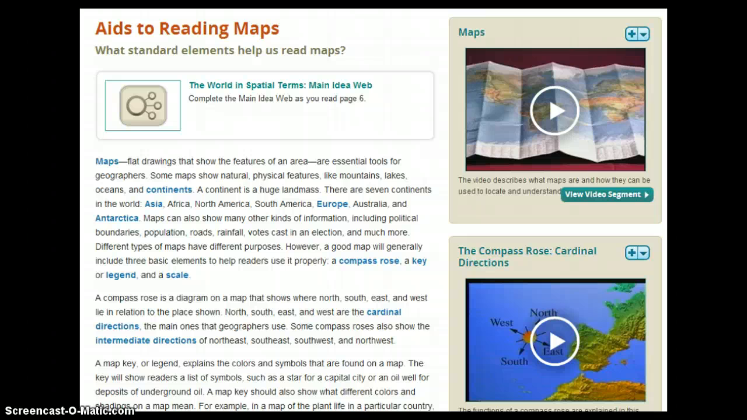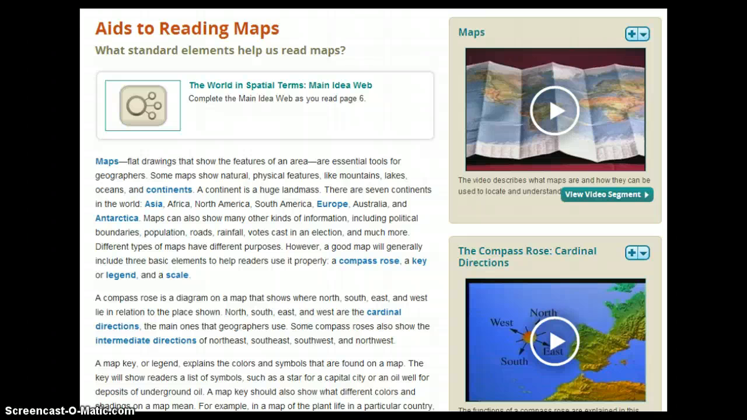Aids to reading maps and understanding why some maps look different from others. A map is just a flat drawing that shows the features of an area, and it is a key tool for geographers. Some maps show natural physical features like mountains, lakes, oceans, and continents. There are 7 continents in the world: Asia, Africa, North America, South America, Europe, Australia, and Antarctica.